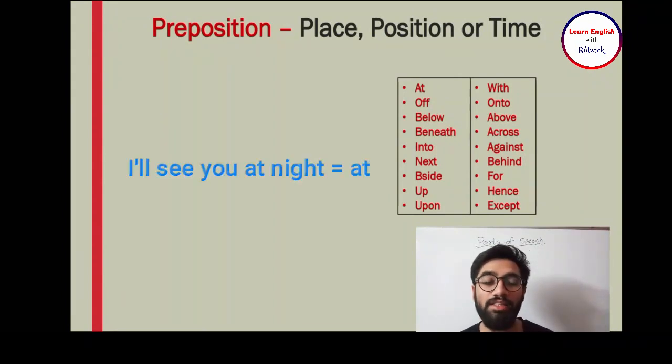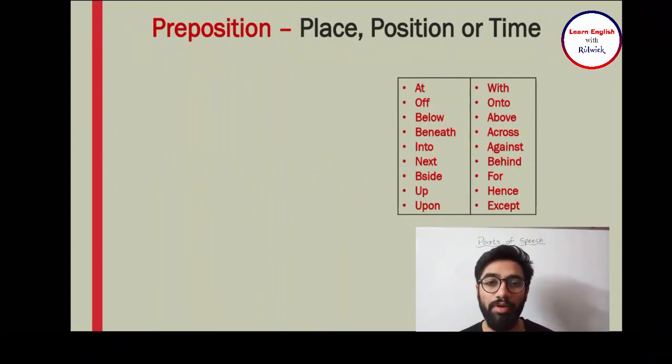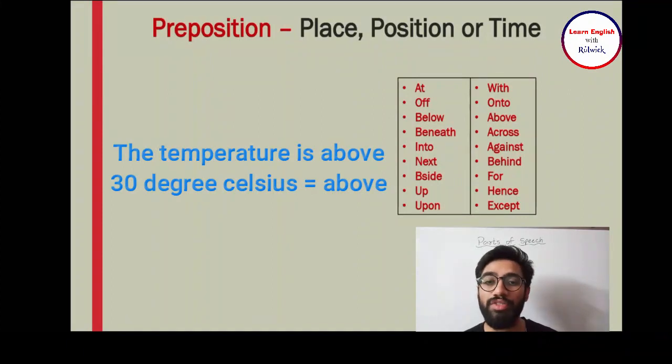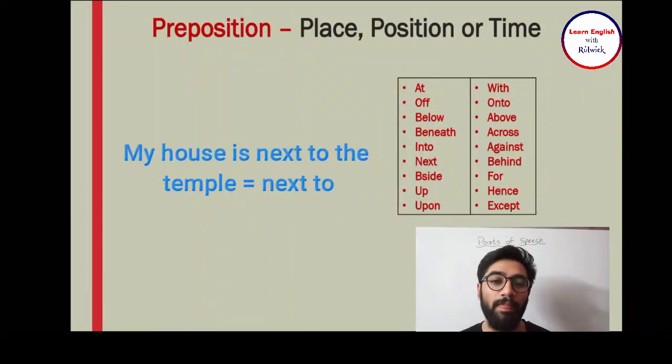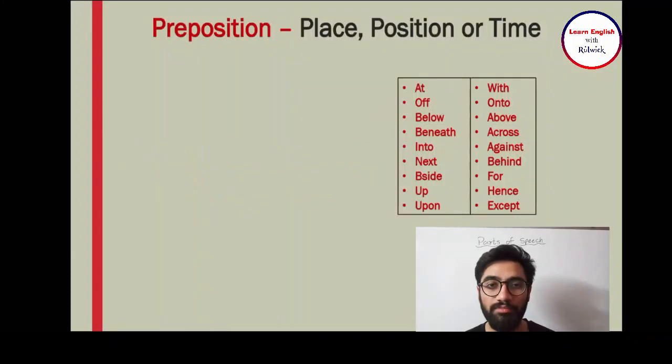For example, if I say I'll see you at night, the word at talks about the time. If I say that I'll come with you, it talks about my position being with you. If I say that the temperature is above 30 degrees Celsius, it talks about the temperature. When I say that my house is next to the temple, by using the word next, we can easily understand the position of my house.